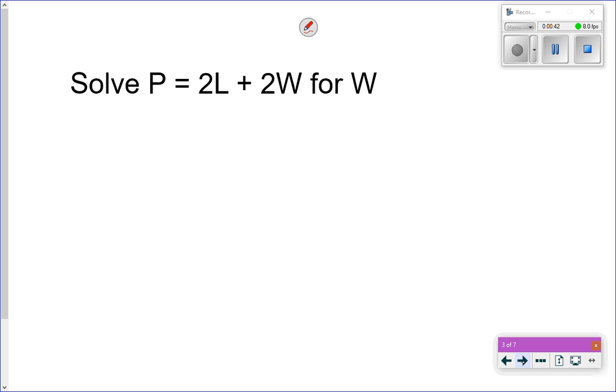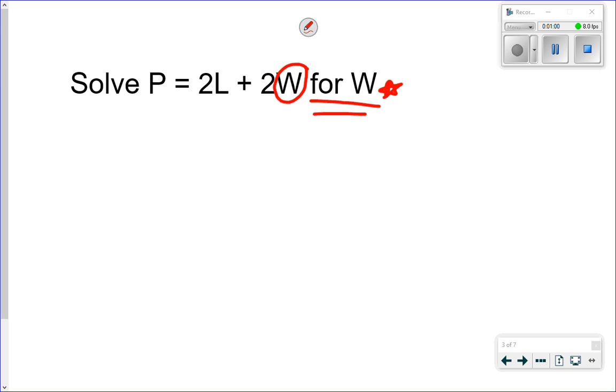Okay, here's the first one. We have P equals 2L plus 2W, and it says 4W. So this 4W means this is what we're solving for. So I'm going to go ahead and circle the W in the equation, so that way I remember that that's what I'm trying to get by itself. And then we need to move everything away from it.